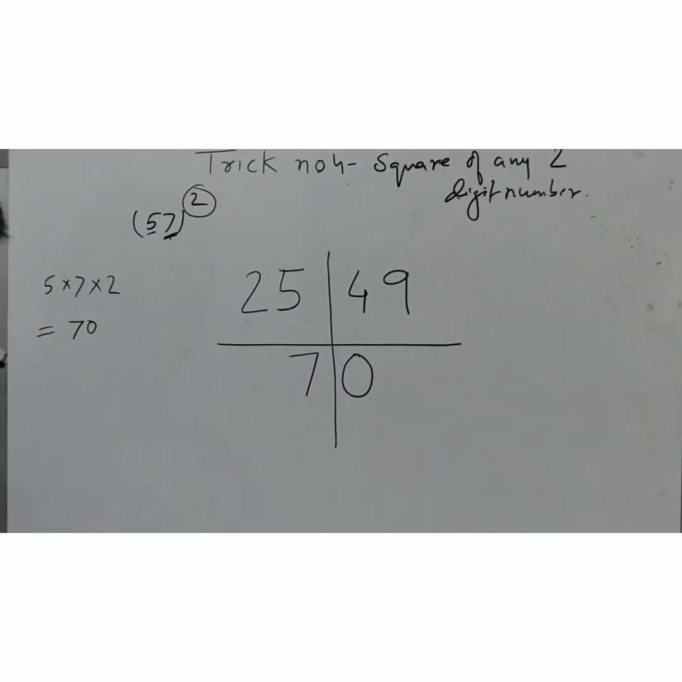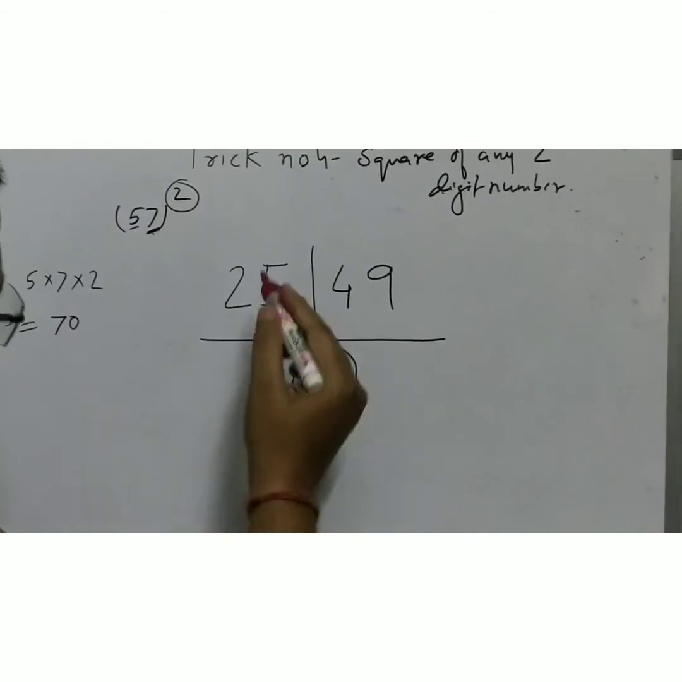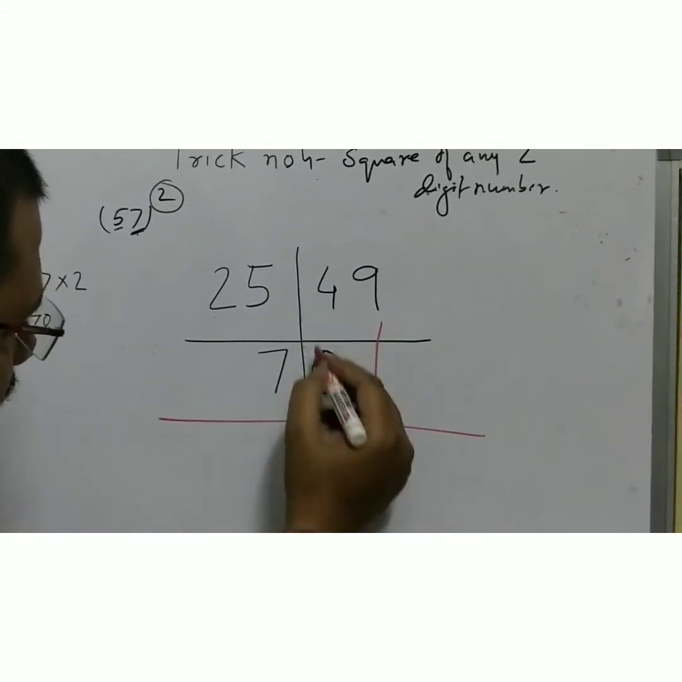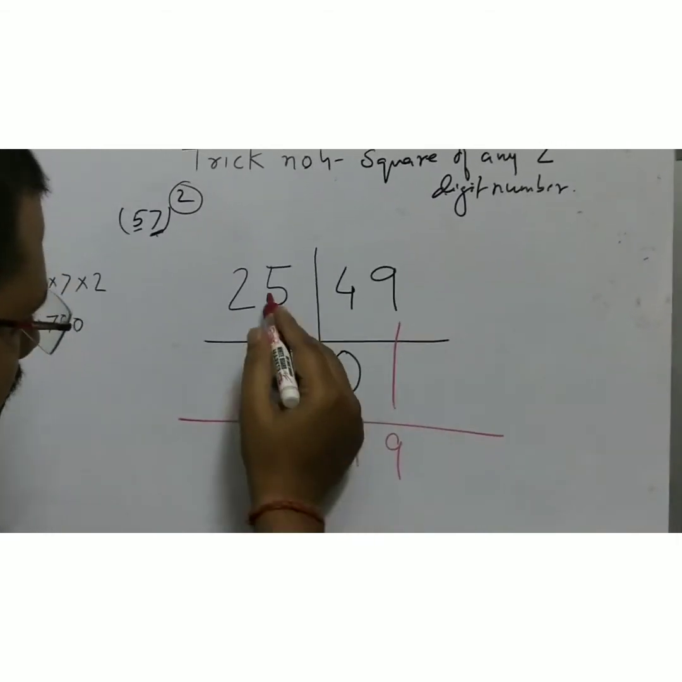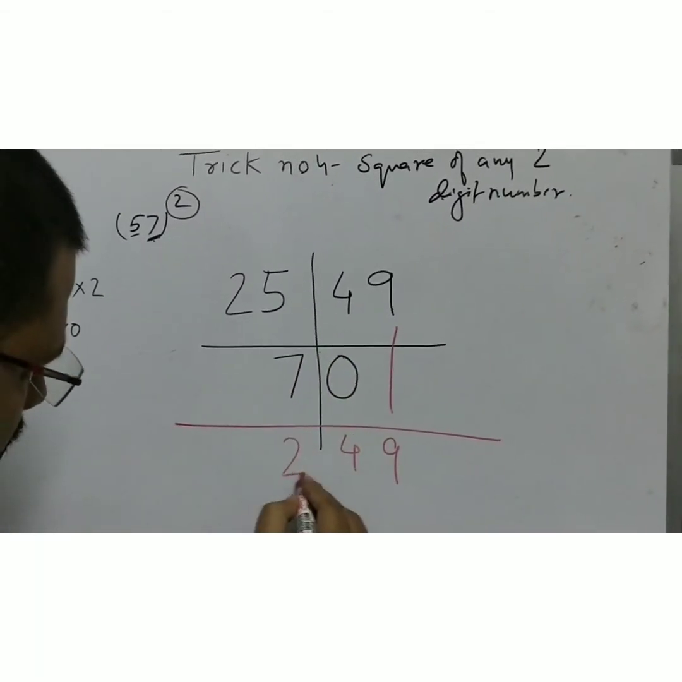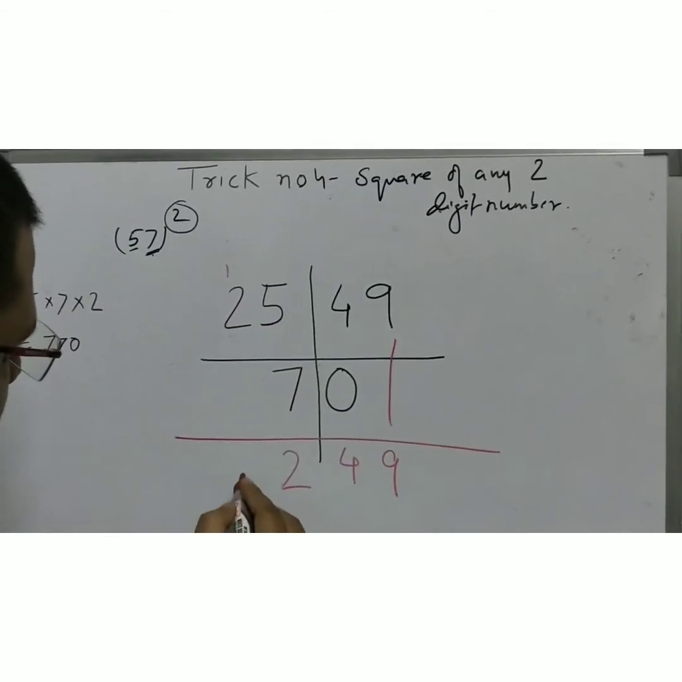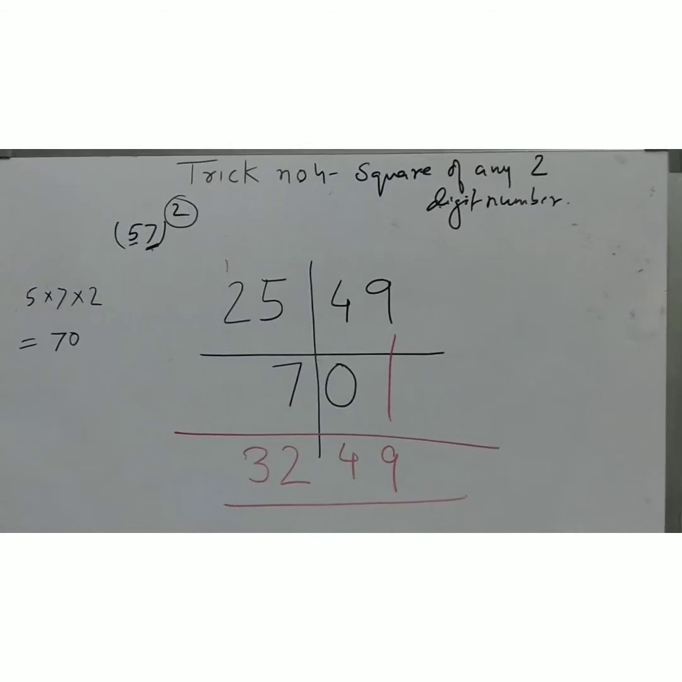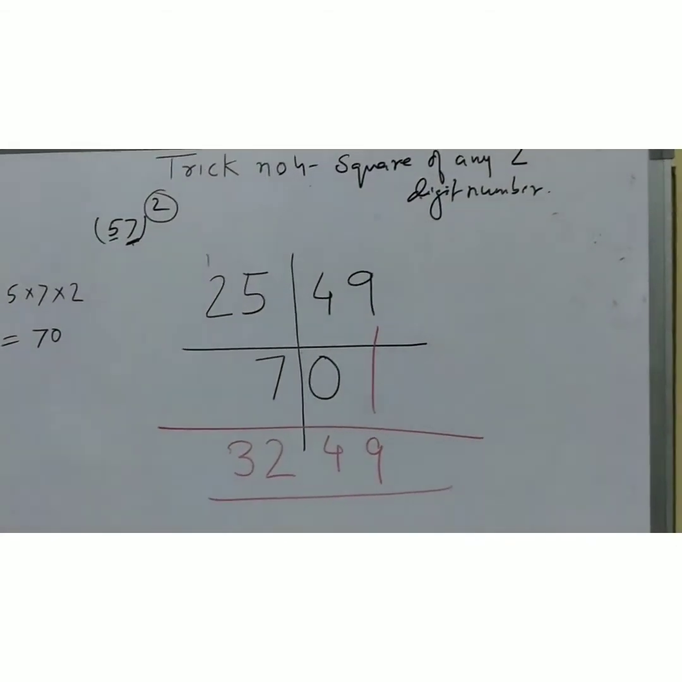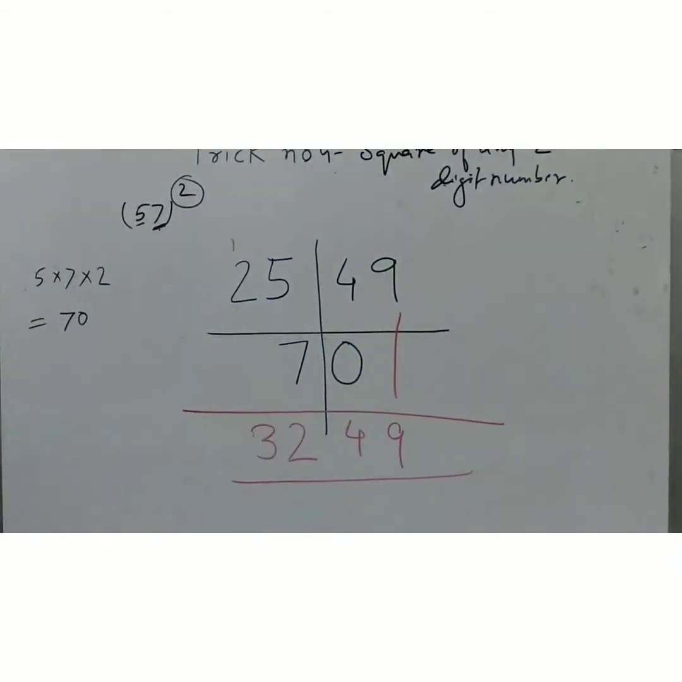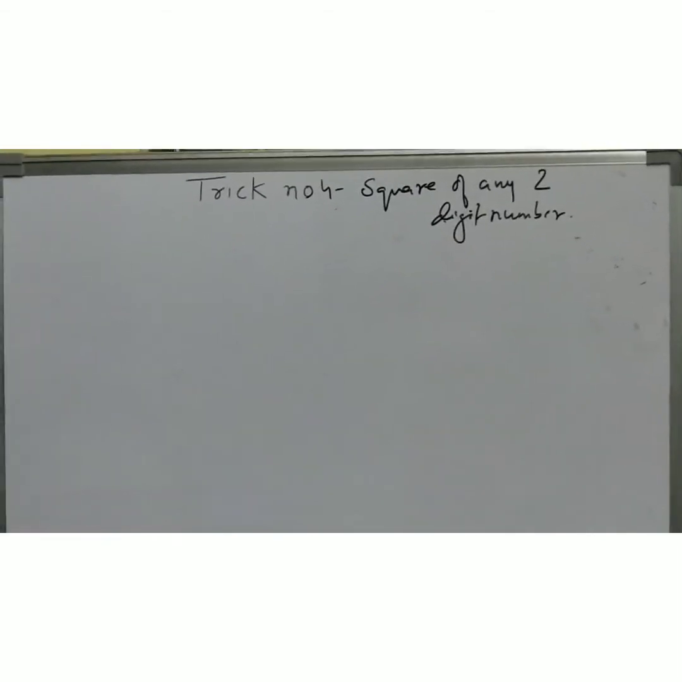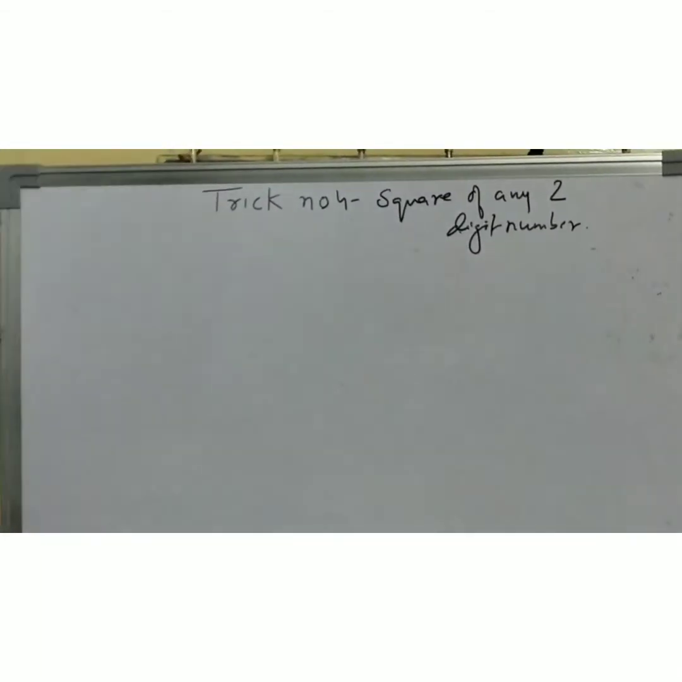And now your last step is to add the sum. 9 will become 9, 4 plus 0 becomes 4, 5 plus 7 becomes 12, so you can write 2, and 1 will be carried forward, and 1 plus 2 is 3, and this is your answer. So your answer is 3249. Now we will take one more example because there is a typical form where carry forward would be there. So let us see that example also, so it will help you.